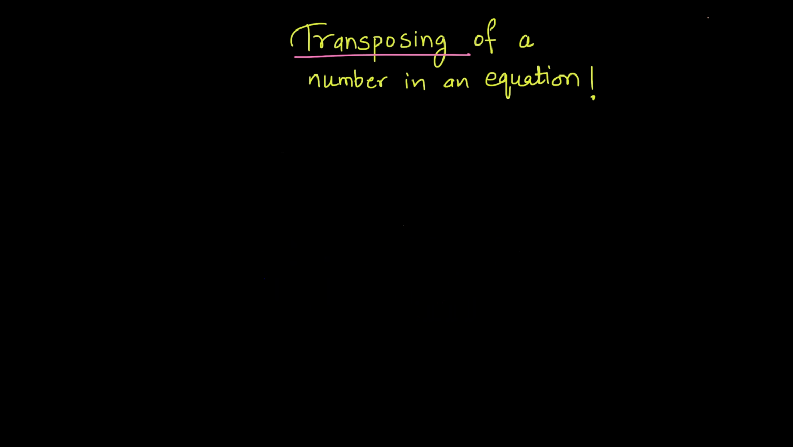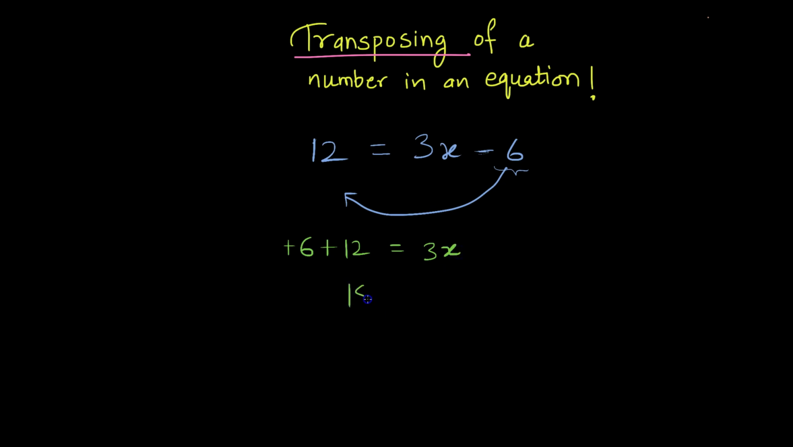Transposing can happen from right to left as well. We can take that kind of an example too. So let us say we have 12 is equal to 3x minus 6. So we have to keep variables on the right hand side. So we will choose to transpose minus 6 to the other side. So while doing that, this minus 6 will change into plus 6. And so we'll write plus 6 plus 12 is equal to 3x. And this becomes 18 is equal to 3x.